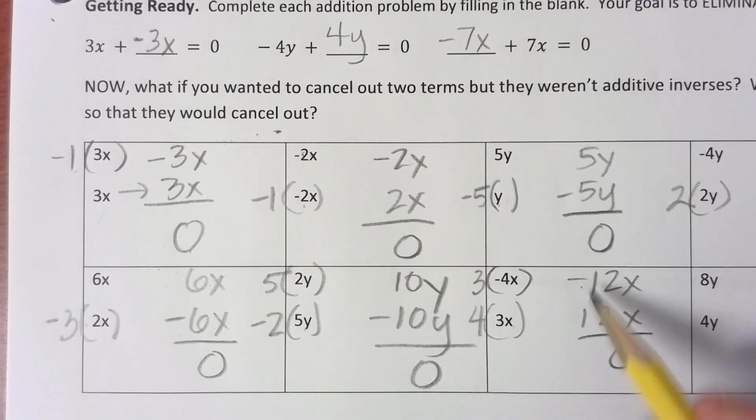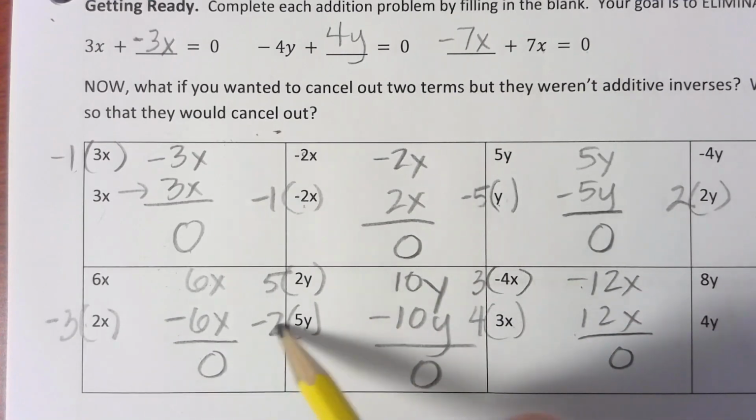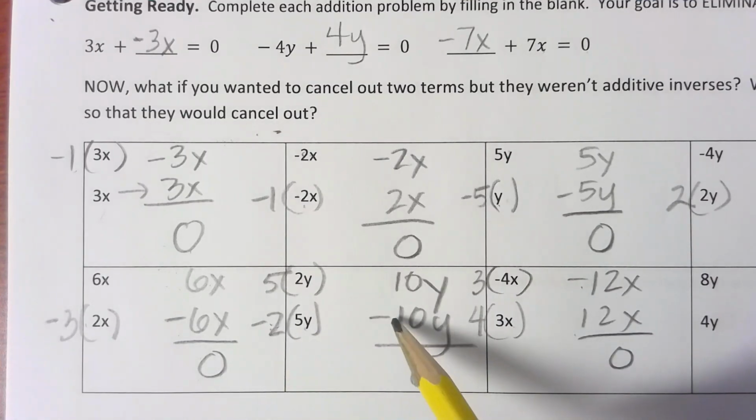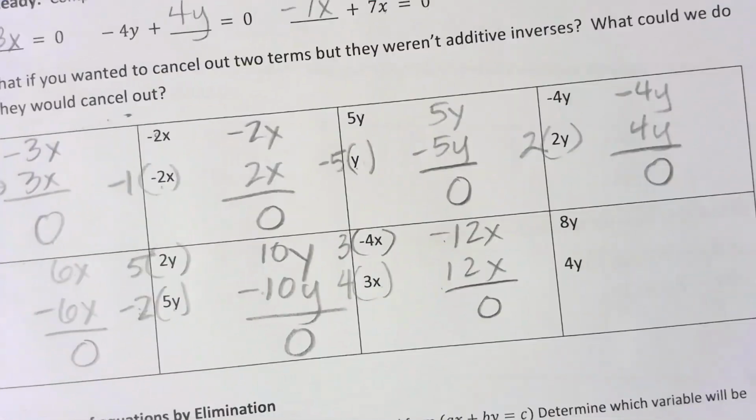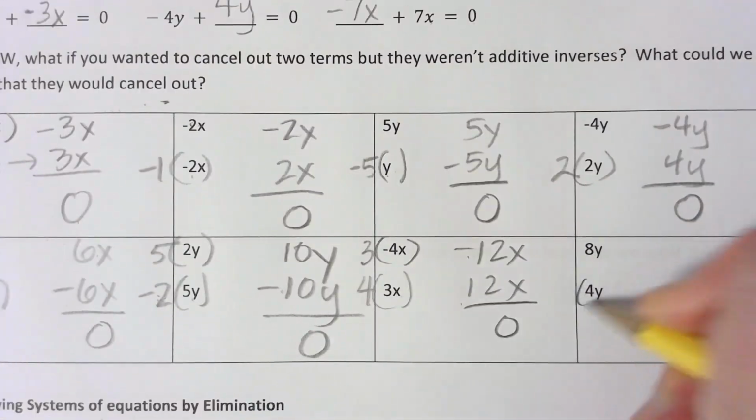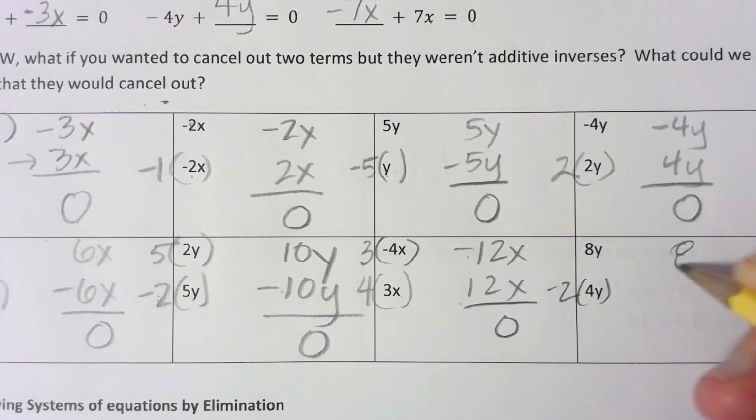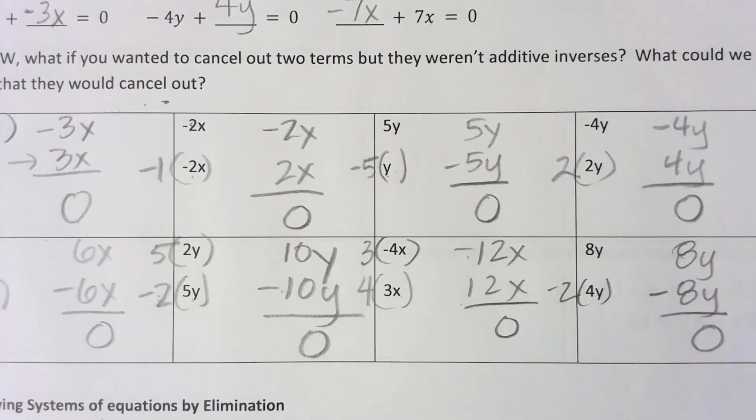So the signs have got to be opposite here. Like this one, I really had to think. I had to multiply that by -2. 8y and 4y, that one's not going to be too hard. If I just multiply this by -2, that'll do it. Then I get 8y and -8y, and that's 0. So we're thinking about canceling things out.